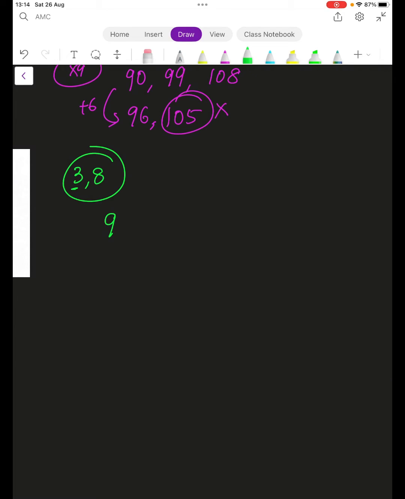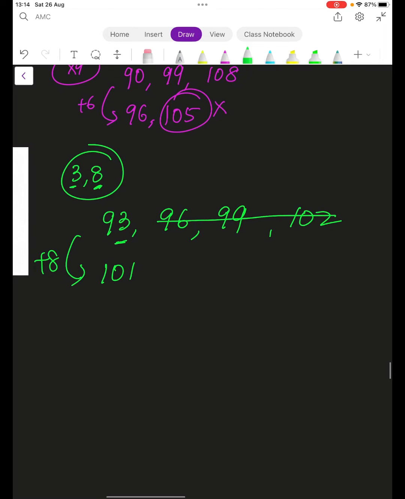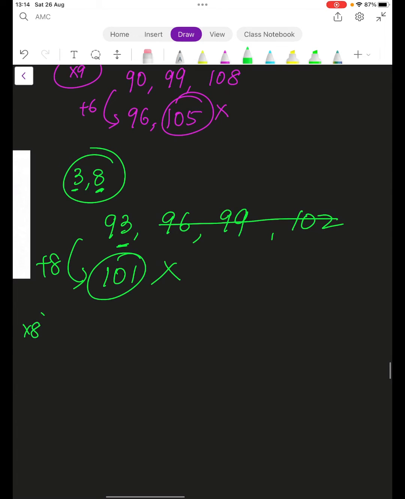Yes, 3 and 8. Let's check which way does it work. Let's count in 3s first. So 3s is 90, 93, 96, 99, 102. If I add 8s, I already get 101 right here. I don't need all this. I already got 101, and which is not the one we are looking for. Let's start counting in eights.